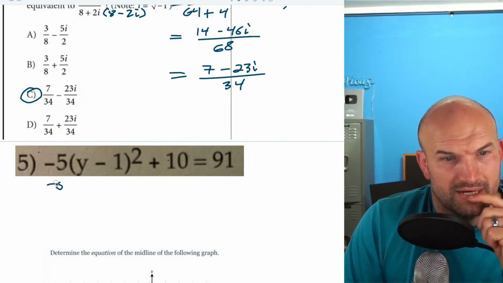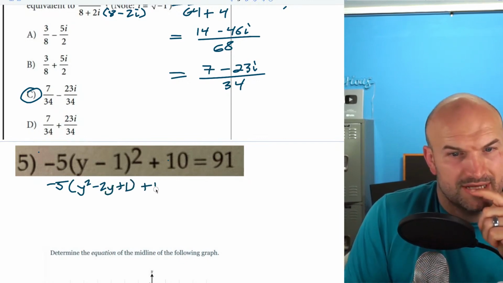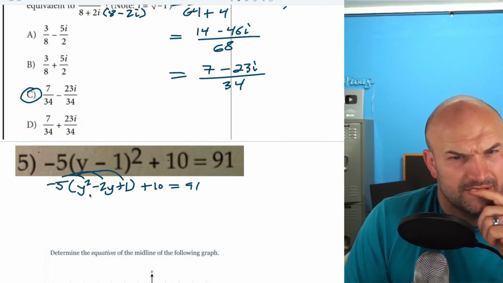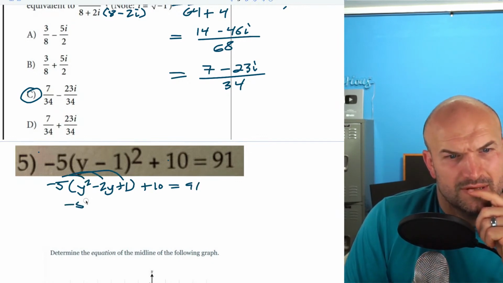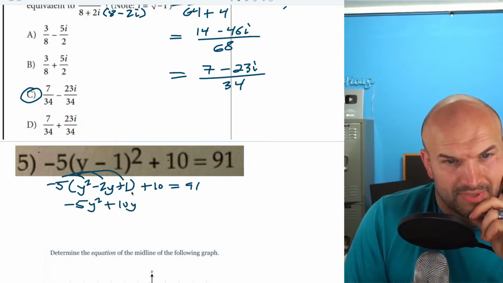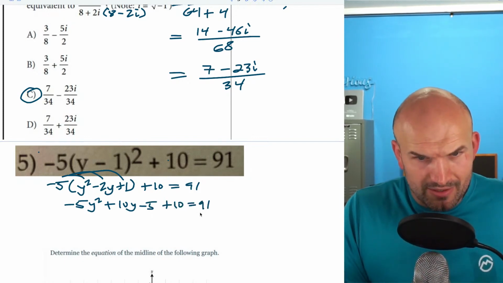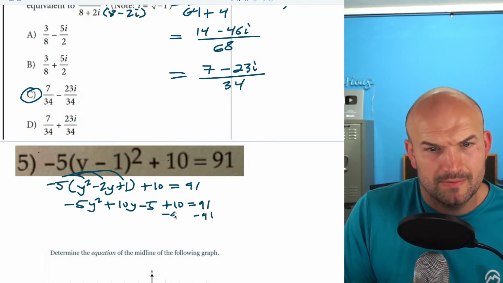So I don't know. Let's just do y squared minus 2y plus 1, right? Plus 10 equals 91. And then you have to distribute. I deleted the question, so I can't remember exactly what he was asking for. Negative 5 plus 10 equals 91. And then you subtract a 91.